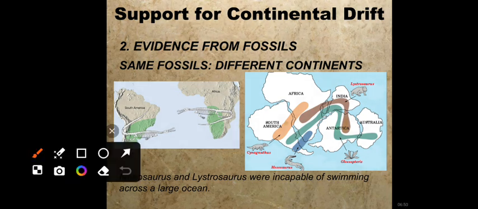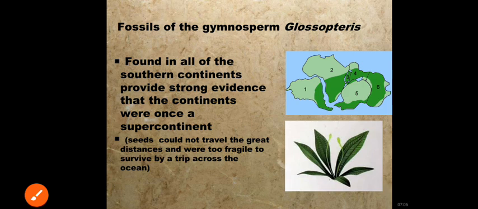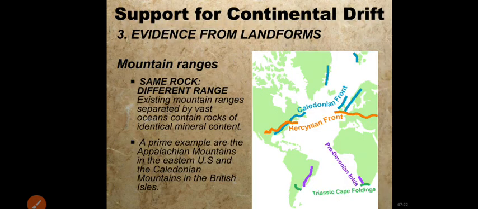Here we have these animals. Some are found in Africa, others in South America. So it tells you that the Earth's land masses were once together. The fossils found across the southern continents provide strong evidence that the continents were once a supercontinent called Pangaea. Next, geological similarities and many more.